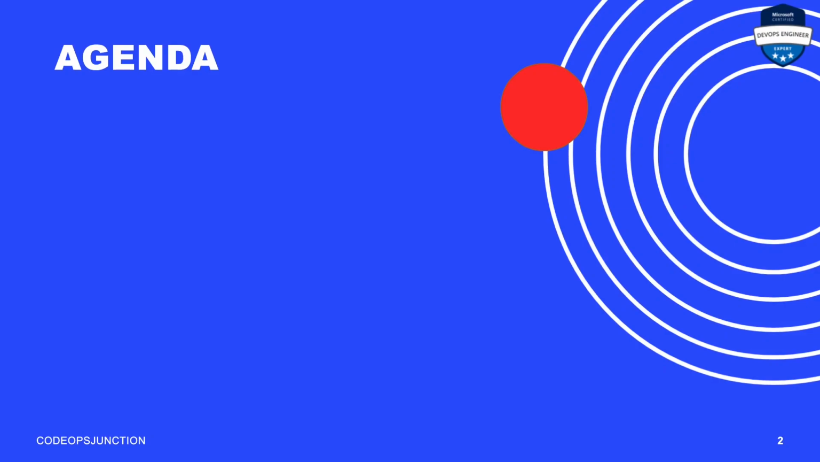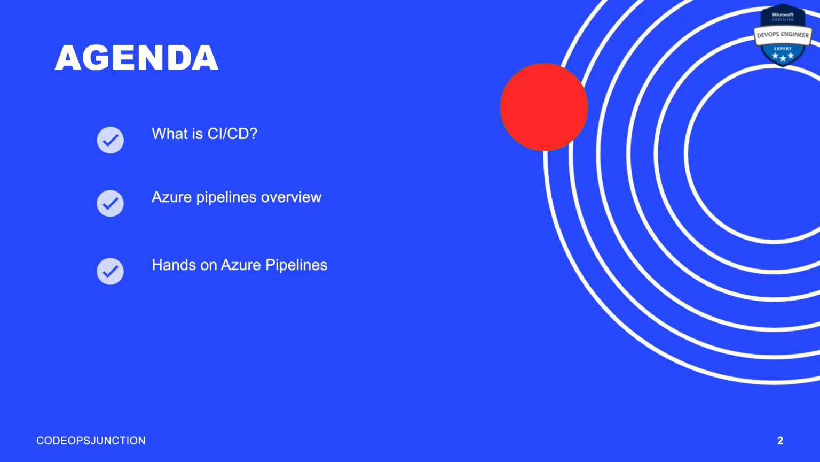So first we will see our agenda of today. We will see what is CI/CD. Then we will see Azure Pipelines overview, then hands-on Azure Pipelines. At last, we will see pipeline YAML file and Hello World pipeline. Moving ahead.